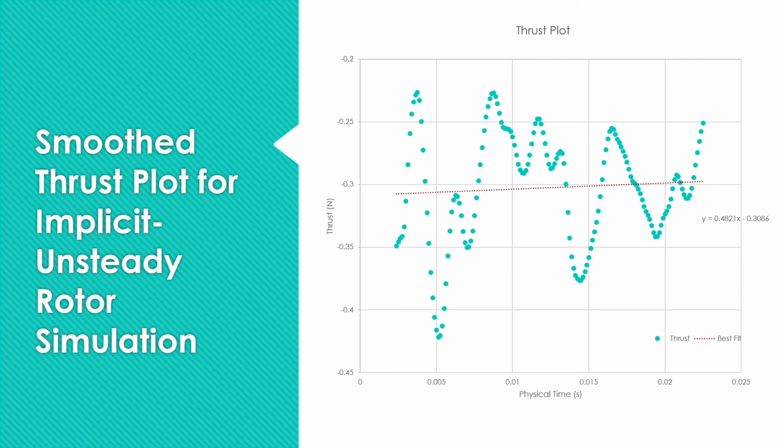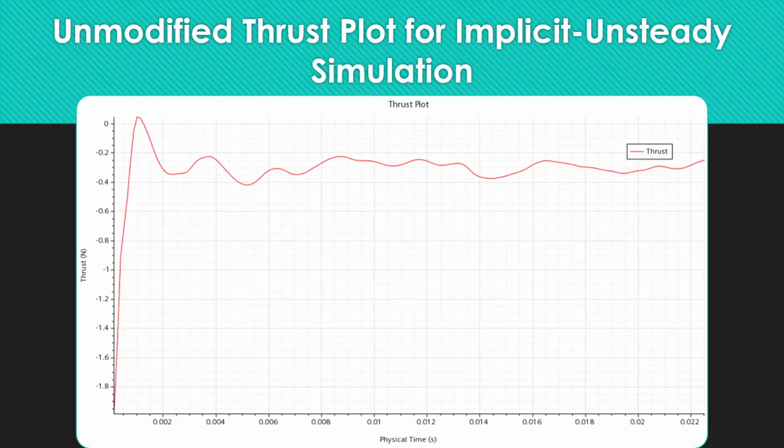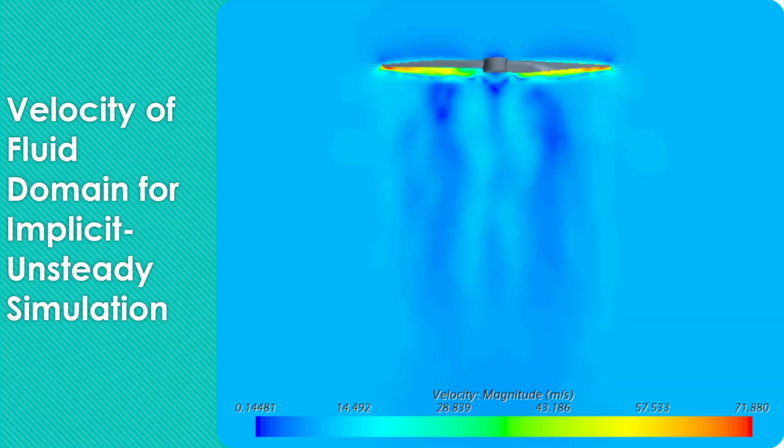It was fit using a linear line of best fit, and it was smoothed by neglecting the first 20 time steps where there were higher residual fluctuations. The original thrust plot from StarCCM Plus is shown right here. The resulting flow velocity seen, calculated by the implicit unsteady simulation of the rotor, is shown right here. It's very similar to the other one. You have the high velocity of the fluid right below the rotor. You have a little bit of stagnation on top, and then you have fast velocities below it, which is what leads to the thrust.